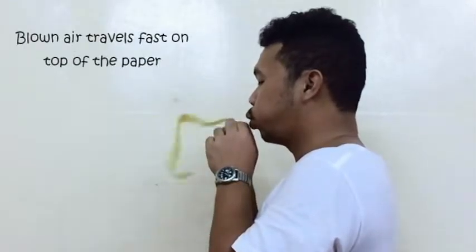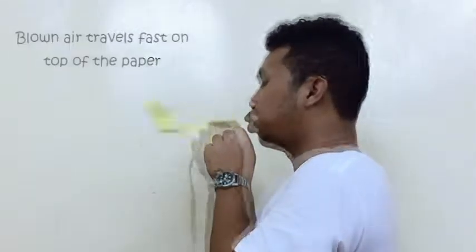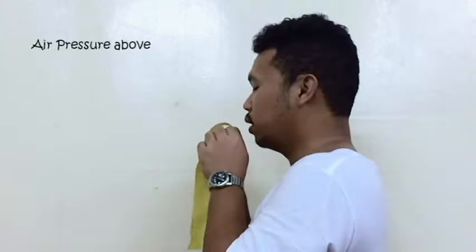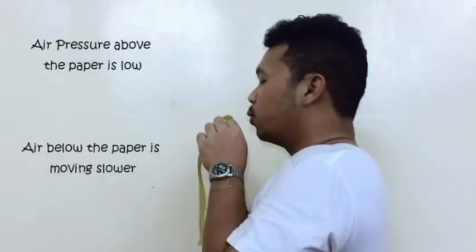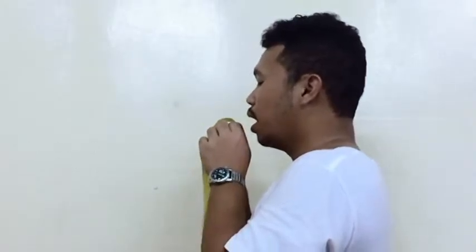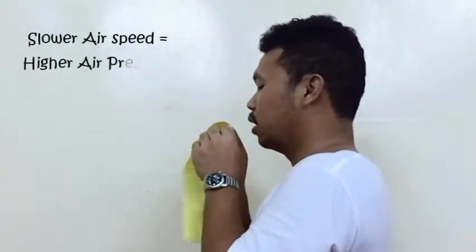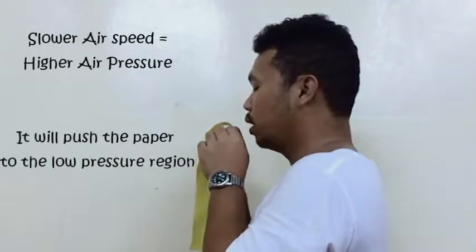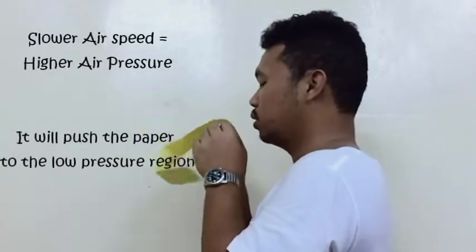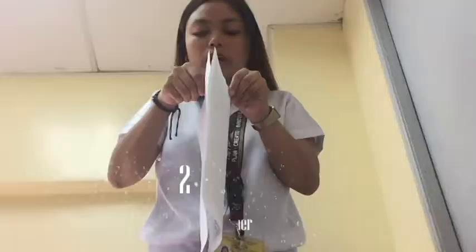In the first experiment, the blown air travels fast on the top of the paper, which means the air pressure above the paper is low. In addition, the air below the paper is moving slower, which means the air pressure below is higher than the air on the top of the paper. The slower moving air has higher air pressure, pushing the paper up to the lower air pressure region.